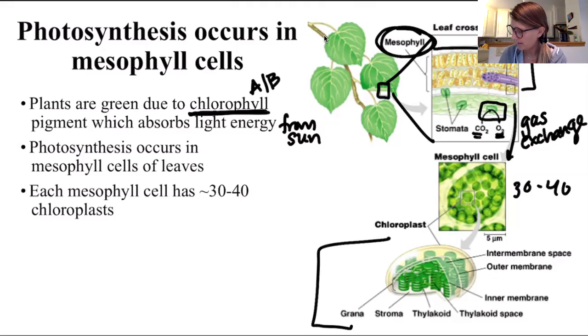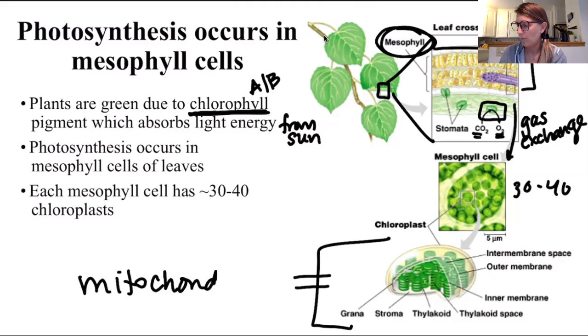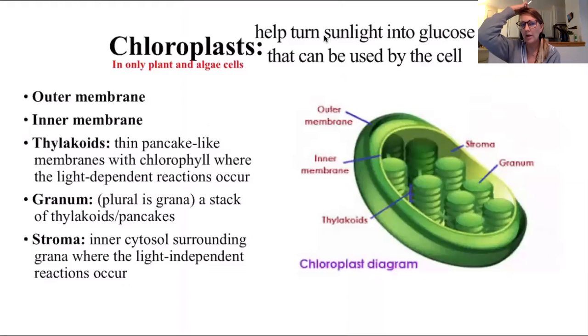The chloroplast and, again, the mitochondria were the two organelles that the endosymbiont theory describes as evolving from a prokaryotic cell. That's the evidence, remember: double membraned, they have their own DNA, they grow and divide independently within a cell, they have DNA and free-floating ribosomes, etc. All right, so let's look more specifically at chloroplast structure. Chloroplasts, again, are only in plant and algae cells.